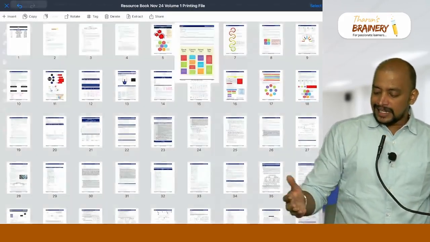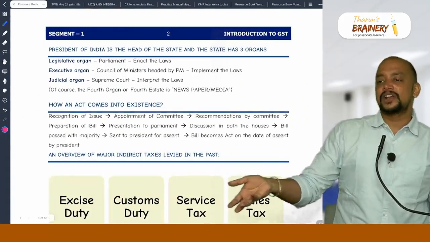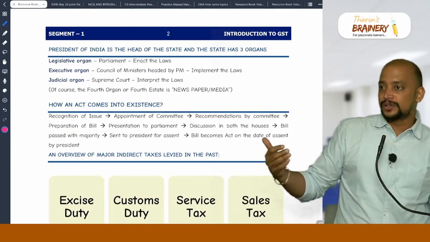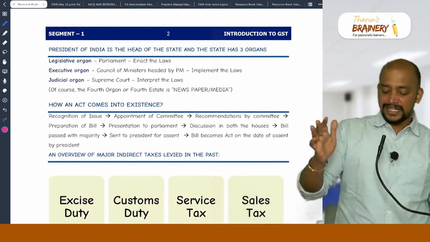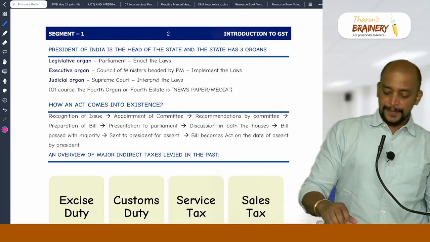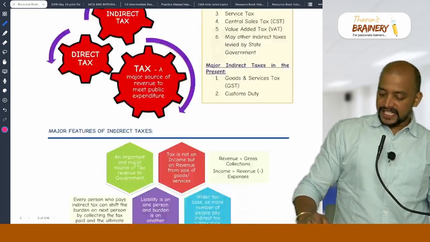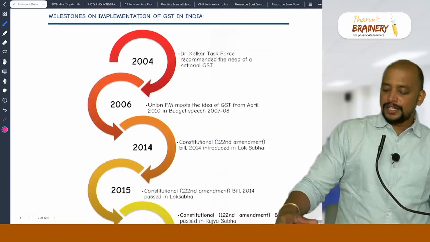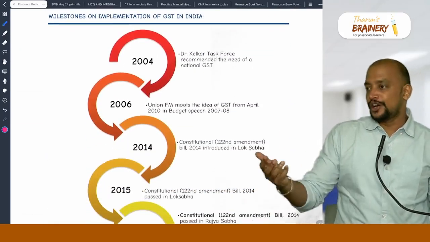And the remaining things, as this chapter is not there in syllabus, so you don't have to bother about all those other things, okay, but I have just given everything whatever is there in the study material. So if you see this first page we have discussed, and this is generic information, and milestones on implementation of GST, this already you know.